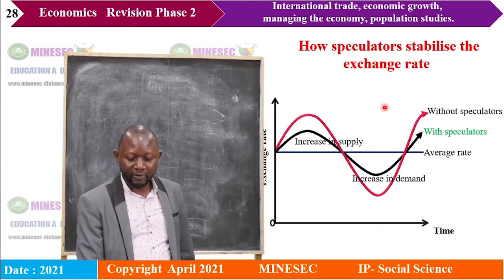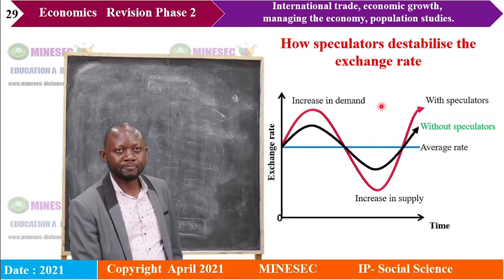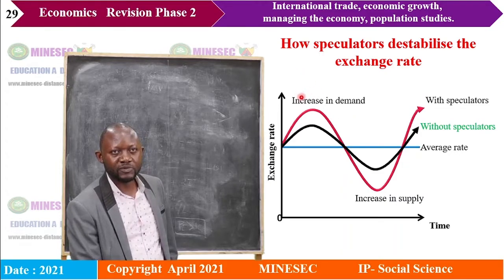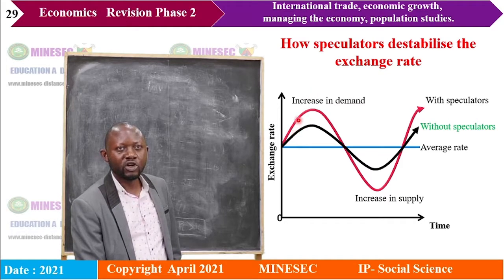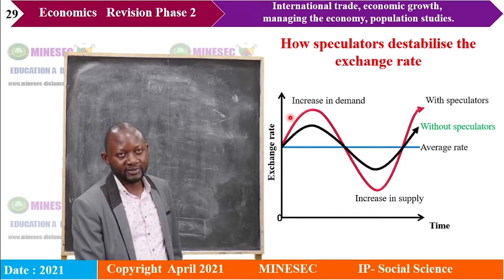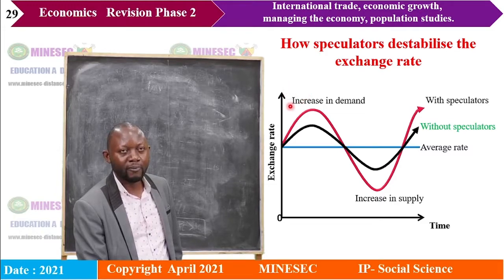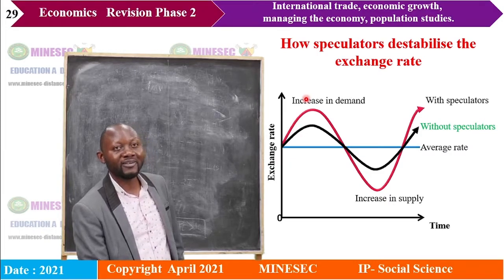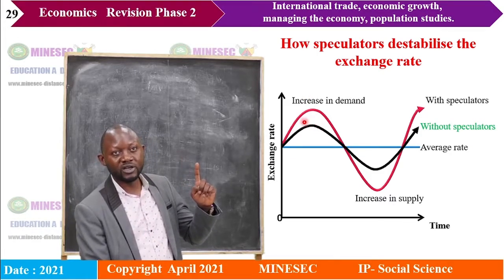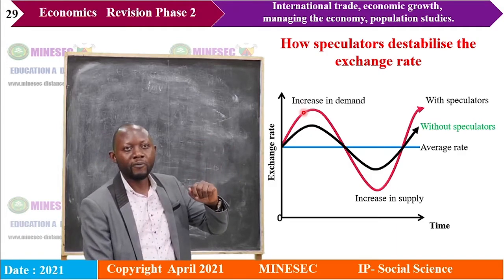Let's look at a situation where they will destabilize the exchange rate. When speculators expect the exchange rate to rise, even if it has not risen, they will rush into the market in order to buy, so that they will sell when it must have risen to a very high level. When they rush to buy, they will force the exchange rate to increase, because this red line shows with speculators. They will force the exchange rate to rise further than it would have risen, because they have rushed to buy in order to sell in future.